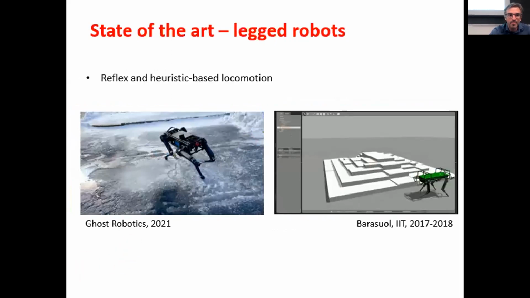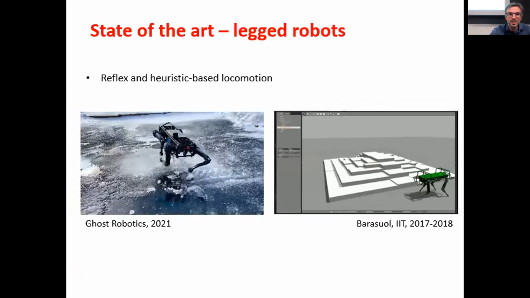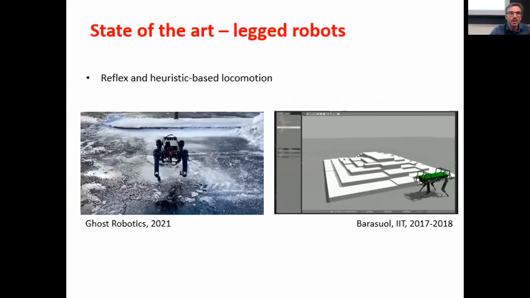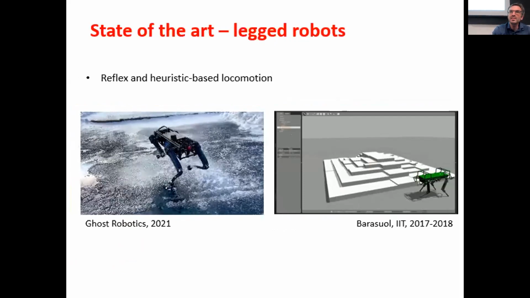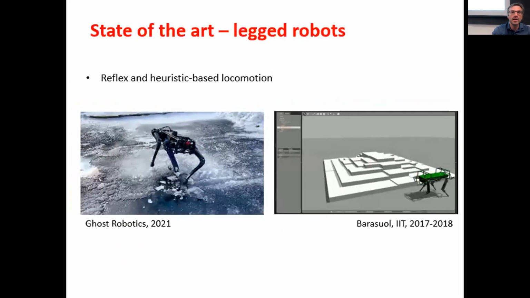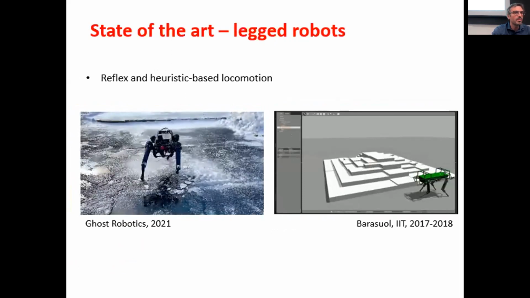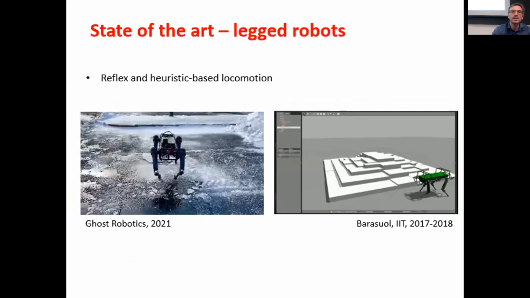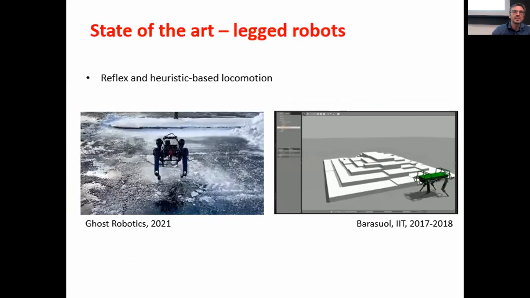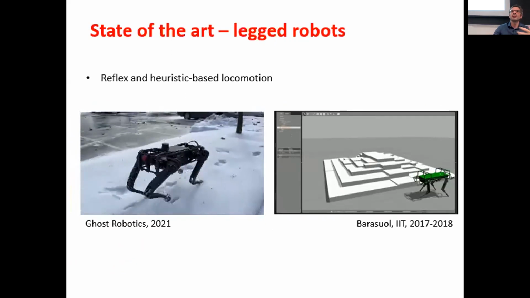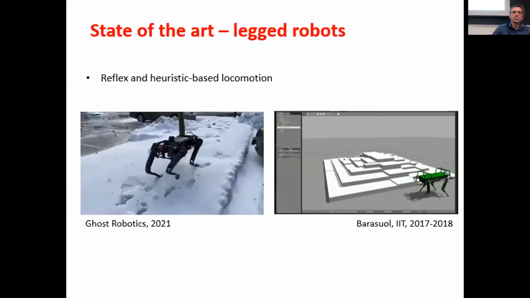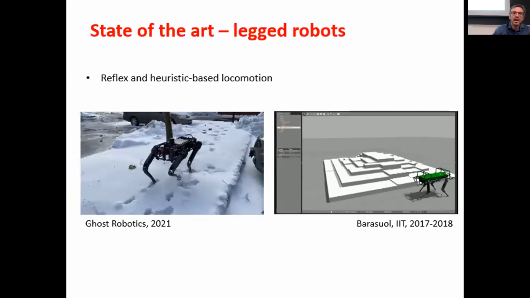So again, in legged robots, the state of the art is to implement reflexes. Here the robot is walking on ice, it's almost falling, but recovers balance with prompt actions. These actions are reflexes, motions that are very fast, that are useful to recover balance. And how are these actions designed? By simulation.